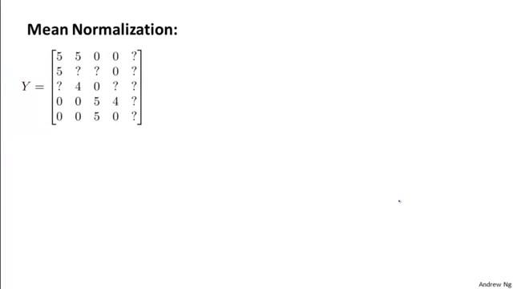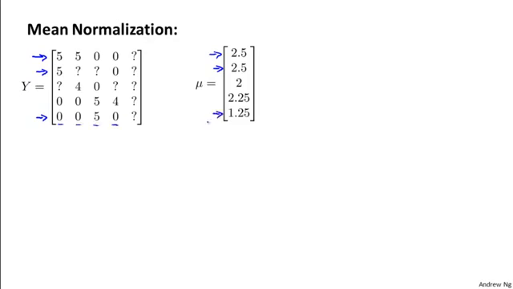Now, to perform mean normalization, I'm going to compute the average rating that each movie obtained, and I'm going to store that in a vector that we call mu. The first movie got 2 5-star and 2 0-star ratings, so the average of that is a 2.5 star rating. The second movie had an average of 2.5 stars, and so on. Then the final movie has 0, 0, 5, 0, and that averages out to an average of 1.25 rating.